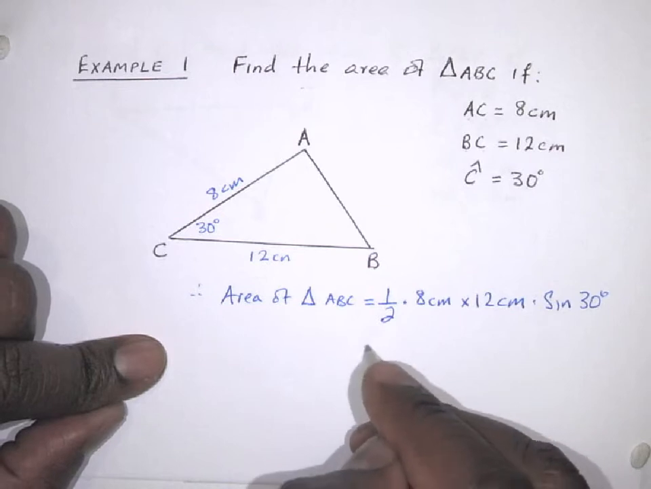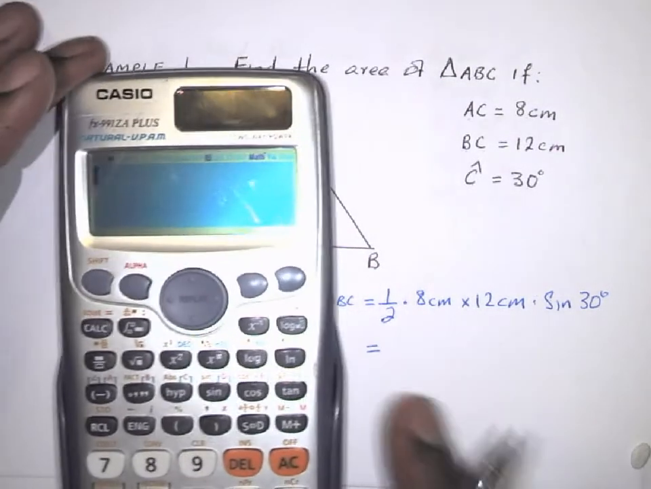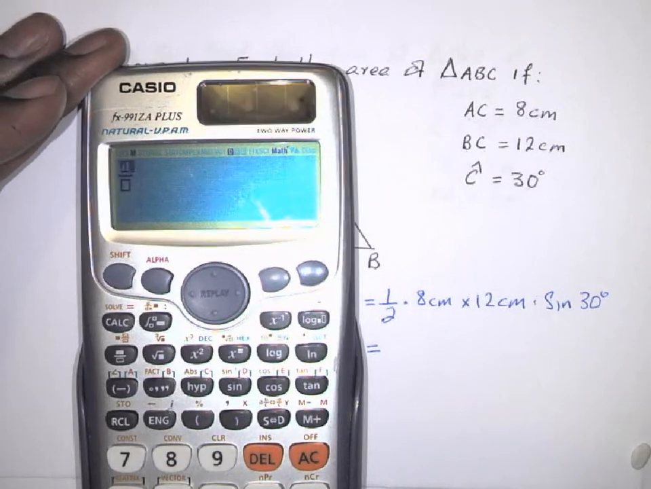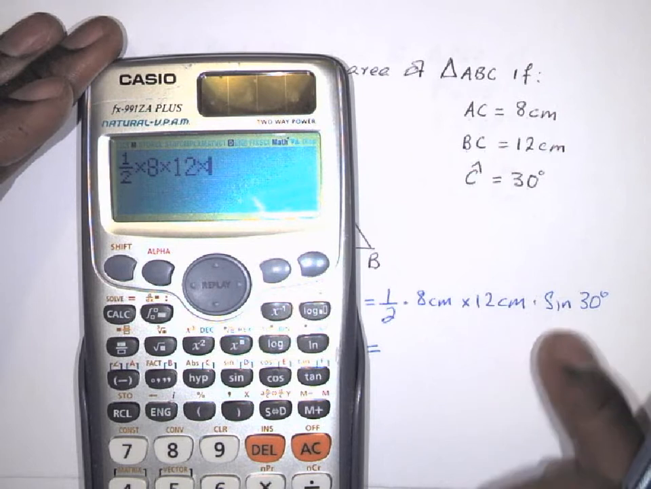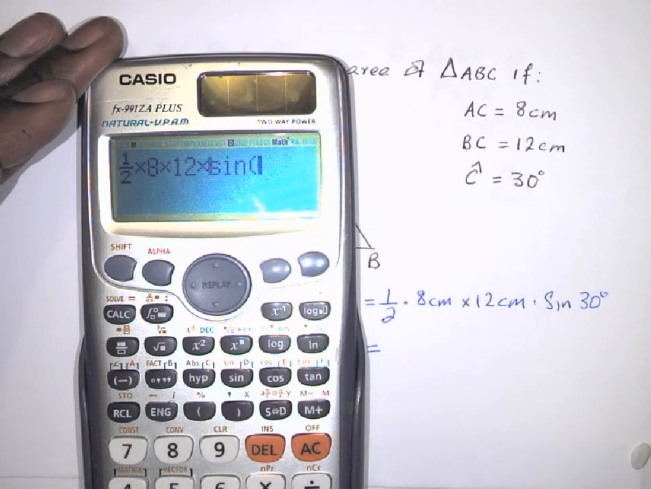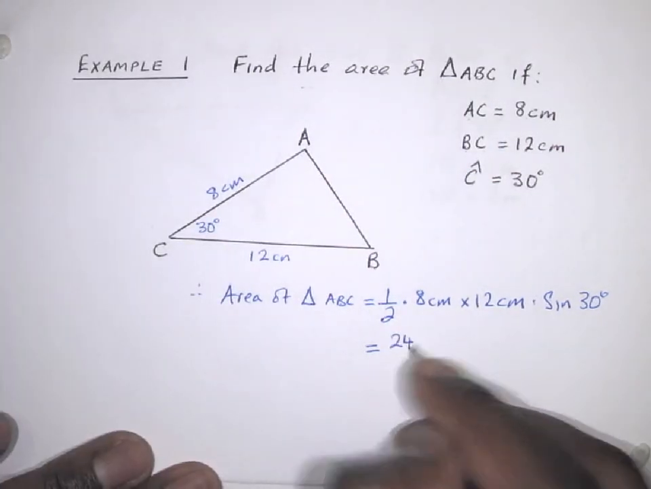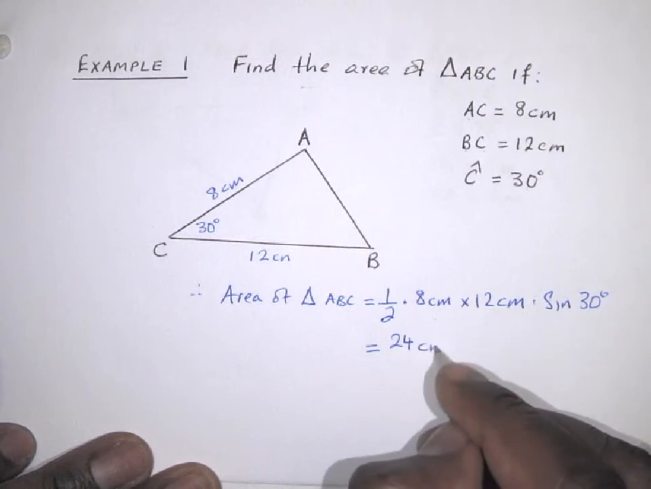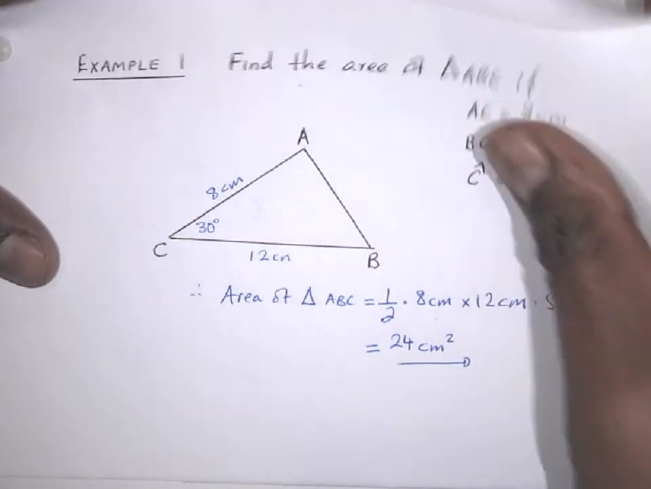And therefore, for the answer, we can plug it into the calculator. So what is it? It's a half, 1 over 2, multiplied by 8, then multiplied by 12, then multiplied by sine 30 degrees, and the answer is 24. The answer is 24, and this is centimeter times centimeter, centimeter squared. That's our answer. Let's look at another example.